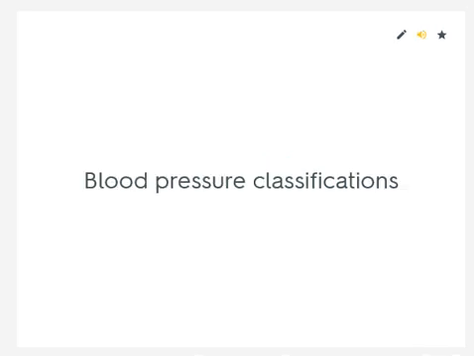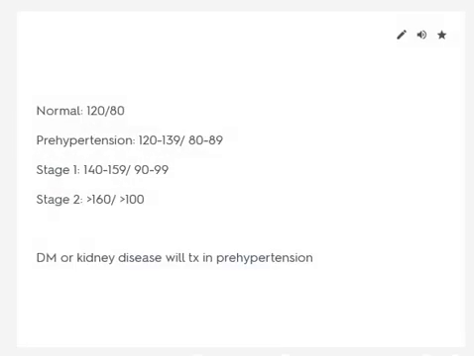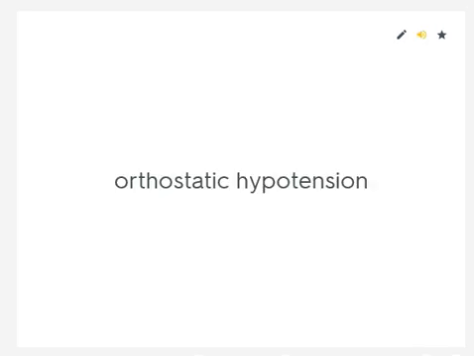Blood pressure classifications. Normal: 120/80. Prehypertension: 120-139/80-89. Stage 1: 140-159/90-99. Stage 2: greater than 160/greater than 100. Diabetes or kidney disease will be treated in prehypertension. Orthostatic hypotension.